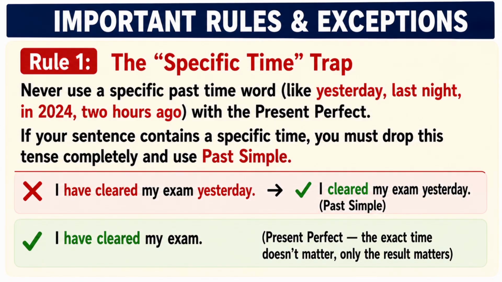Look at this incorrect sentence. I have cleared my exam yesterday. This is incorrect because the word yesterday tells us the exact time. The correct sentence is, I cleared my exam yesterday. Now look at this sentence. I have cleared my exam. This sentence is correct because the exact time is not important. Only the present result matters.